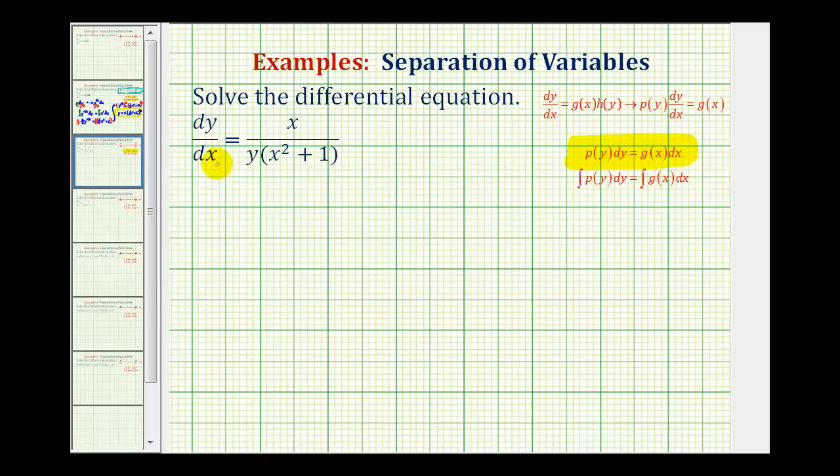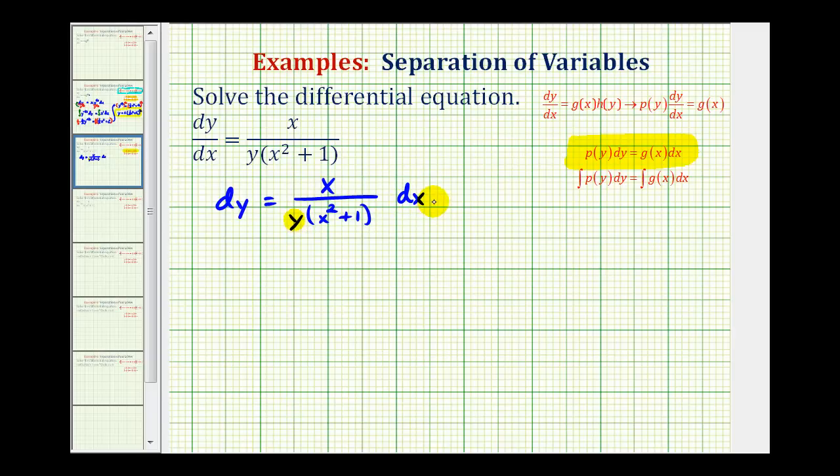So for the first step, let's go ahead and write this in differential form, or multiply both sides of the equation by dx. So we'd have dy equals x divided by y times the quantity x squared plus 1 dx. And now looking at the right side of this equation, notice we have x's and dx except for this one variable y, which is in the denominator.